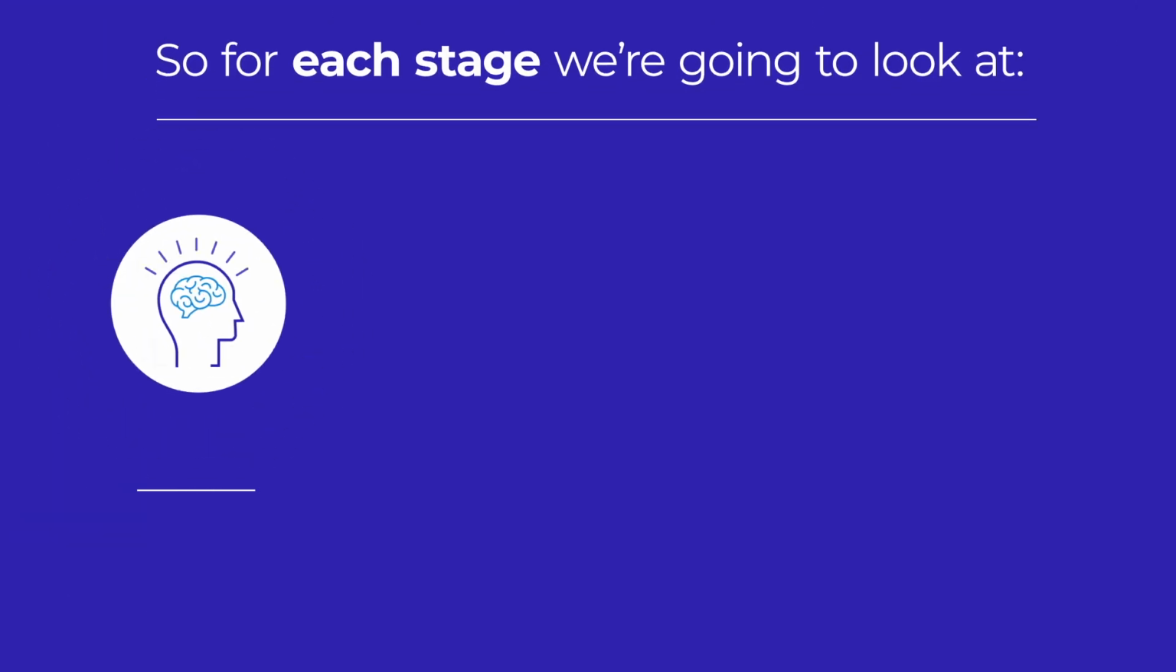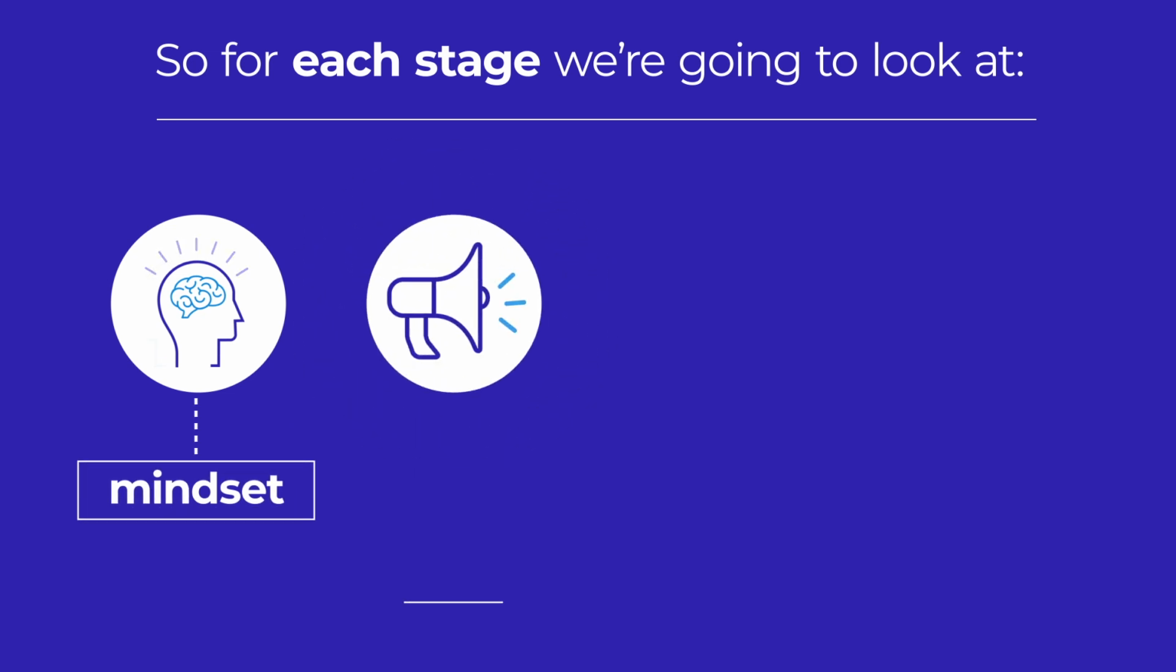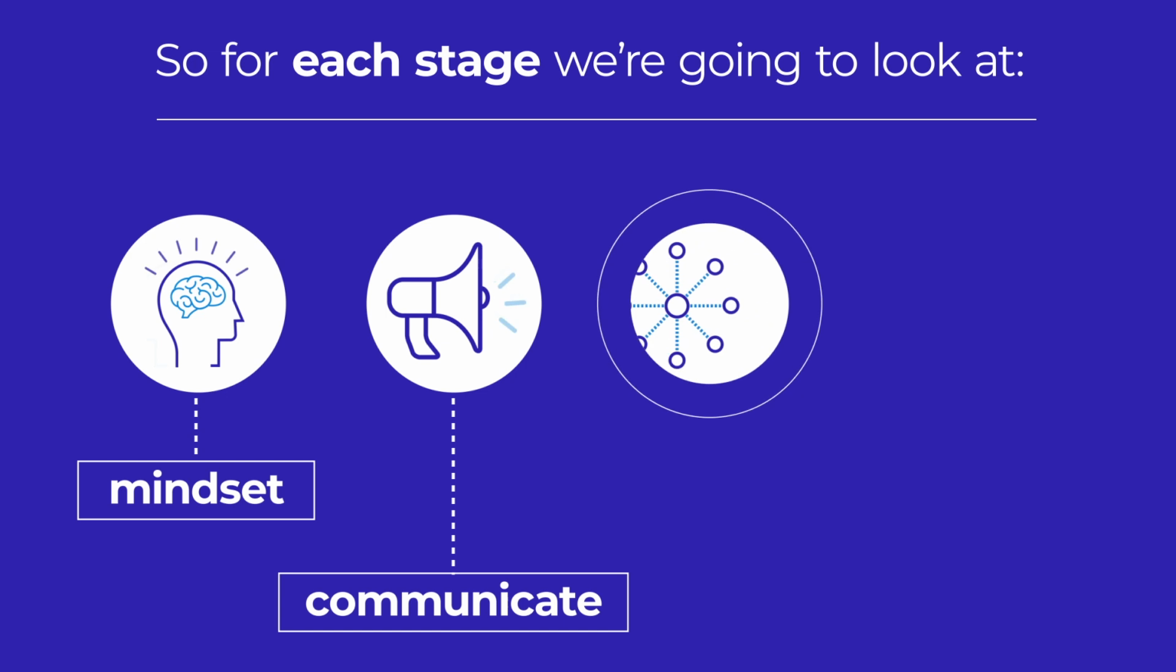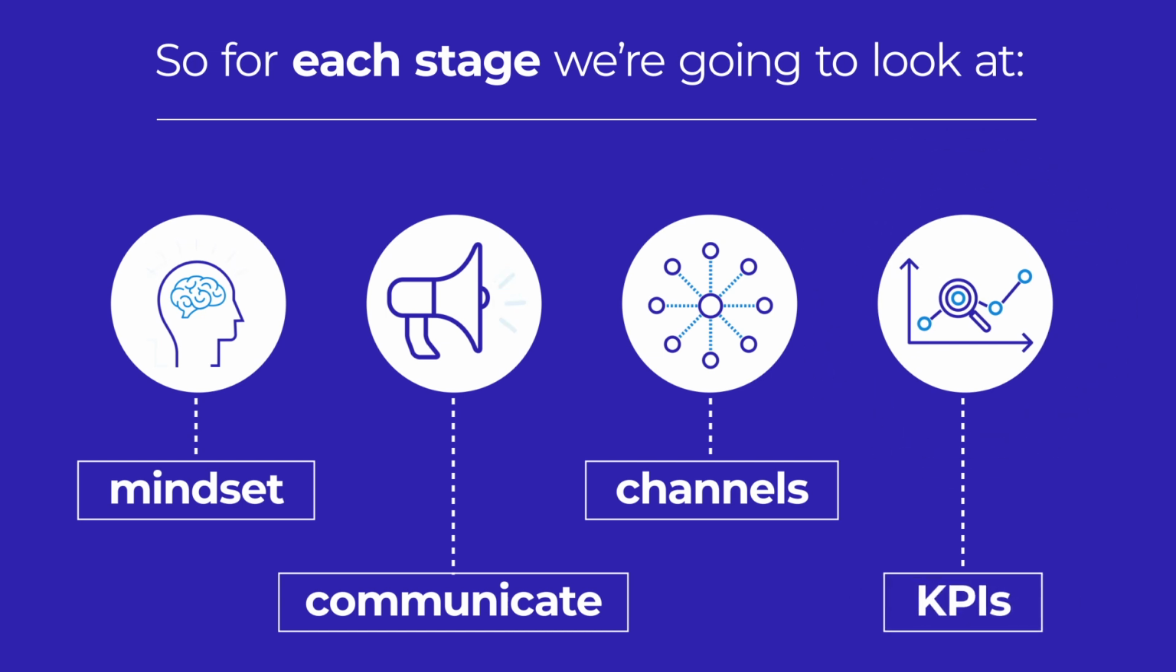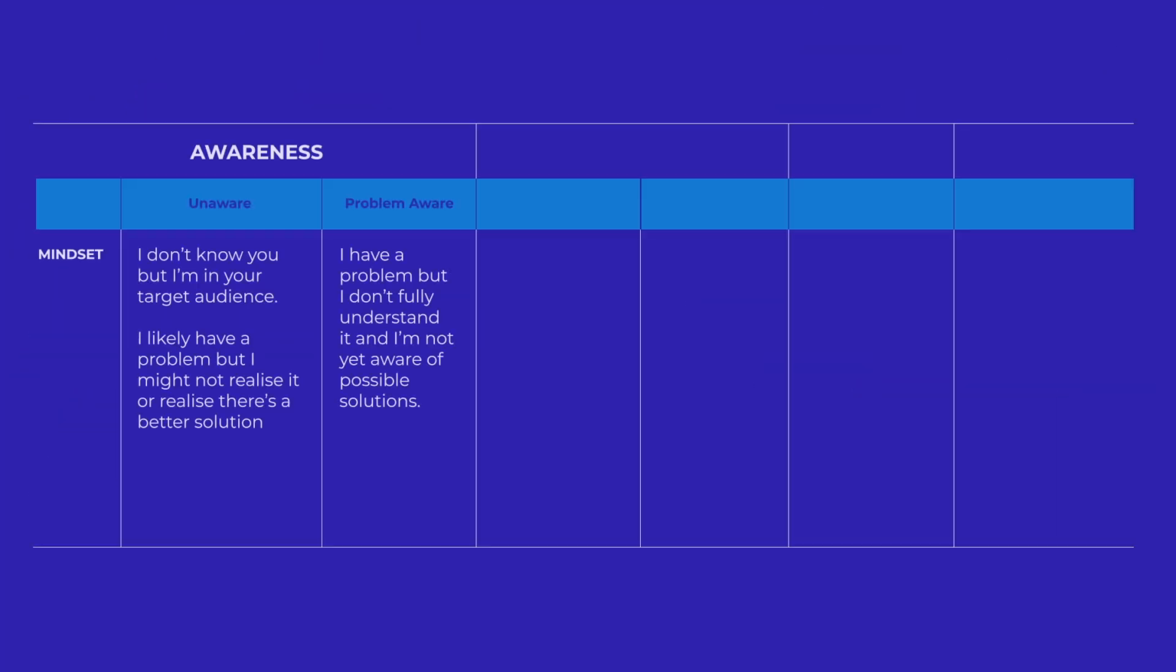So for each stage, we're going to look at what it is and the mindset of people in this stage, how to meet them where they are and effectively communicate with them, potential channels that you might want to use as part of your digital marketing strategy, and some example KPIs so that you know what to measure. And to help make all this clear, we'll also walk through an example scenario of how someone moves through each of the 5 stages to become a customer.